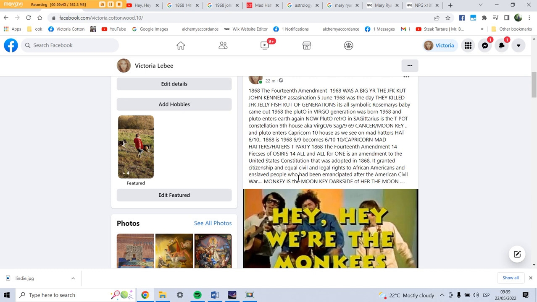It granted citizenship and equal civil and legal rights to African Americans and enslaved people who had been emancipated after the American Civil War. Monkey is the moon key, dark side of her, the moon. So white, black, white water, black earth. Petrol is leaving now. We've got earth, which is going to come as the new fuel.